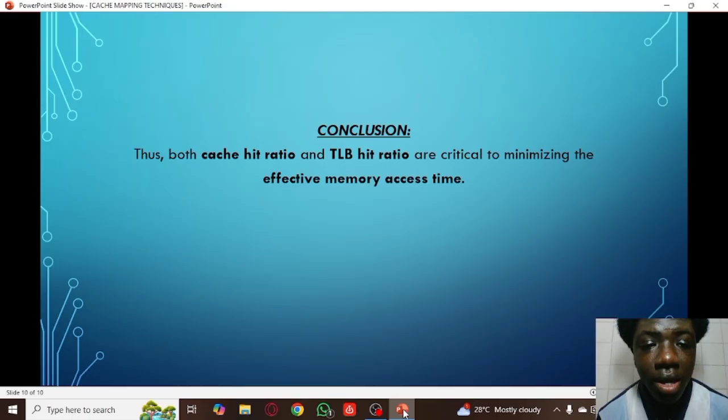To conclude, both cache hit ratio and translation lookaside buffer hit ratio are critical to minimizing the effective memory access time. Thank you.